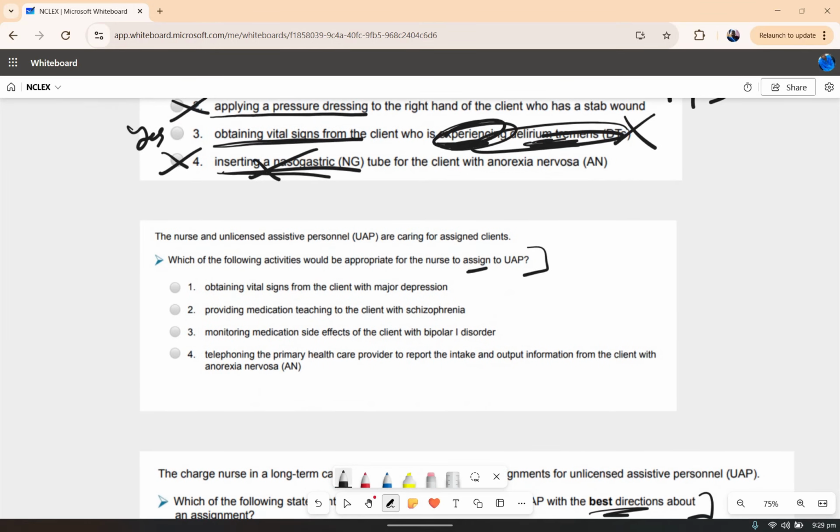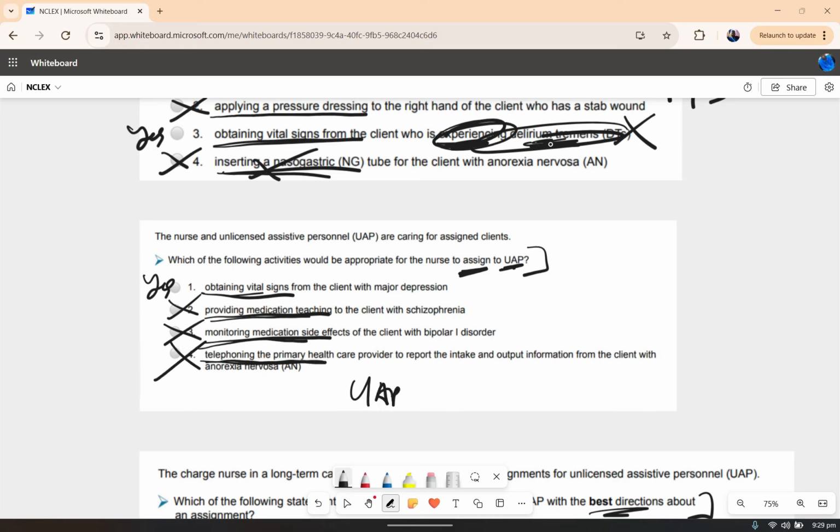Right. So next is this, assign as well to the UAP: obtain vital signs, provide medication teaching, monitor for medication side effects, telephone primary health care provider. Can they obtain vital signs? UAP can do that. Provide medication teaching, obviously you know they cannot do that. Monitor for medication side effects, that's assessment, no. Telephone the healthcare provider, they cannot do that.